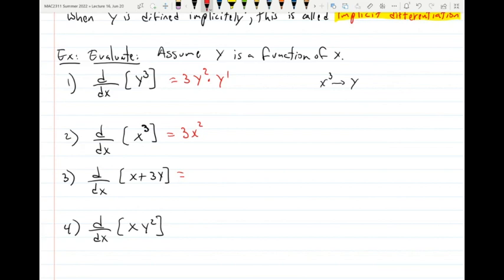This is a sum. What do you know about the derivative of a sum? It's the sum of the derivatives, right? So let's see, I'm going to do this one slowly. So this would be the derivative of x plus the derivative of 3y. Do you understand this? The derivative of the sum is the sum of the derivatives. What's the derivative with respect to x? 1, plus, and what's the derivative of 3 times y?